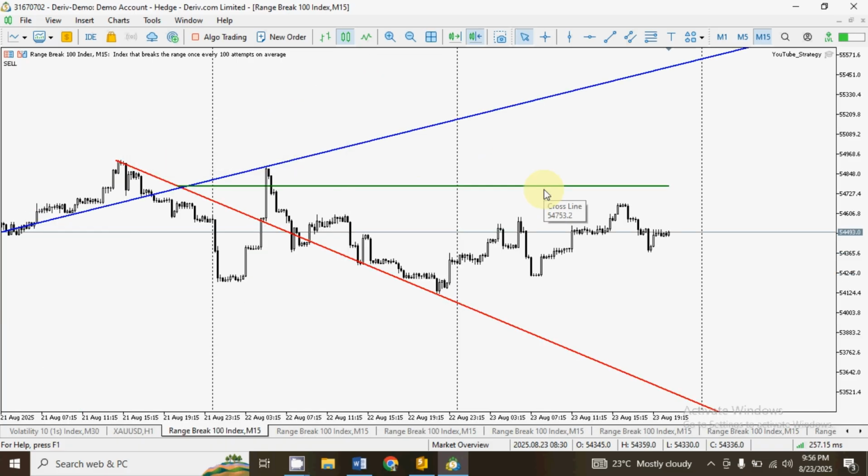Lastly, the most important thing about this trading strategy is that you can't trade it more than twice in a day per asset. For example, if you are trading it with the Range Break 100 index, you can only trade it twice. So we are going to use the MT5 strategy tester to test the bot.